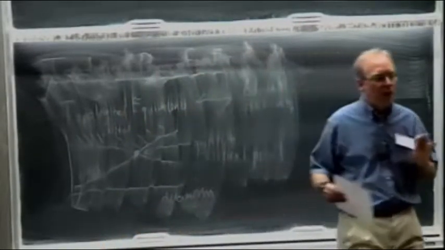Okay, so the punchline that I'm going to get to is that the meaning of the Berry phase is an electric polarization. And so I want to tell you about the electric polarization in one dimension.